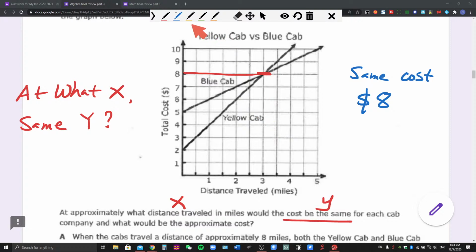Well, at what distance? The distance for this point, we can tell, will be 3 miles. That means at 3 miles, both cab companies will have the same cost of $8.